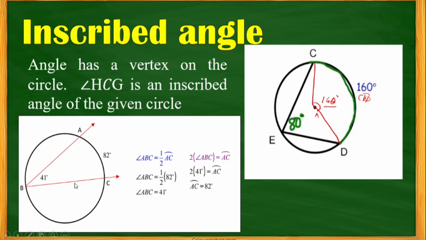Another example: we have inscribed angle ABC. The arc measure is 82, so the central angle is also 82, and half of it is the measurement of the inscribed angle. So the inscribed angle is 41 degrees.